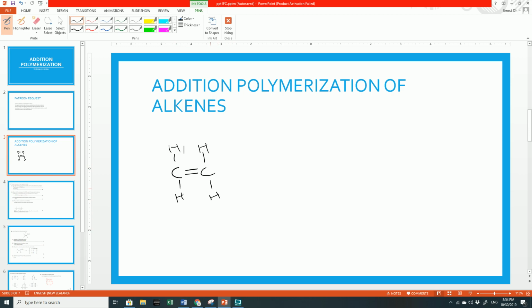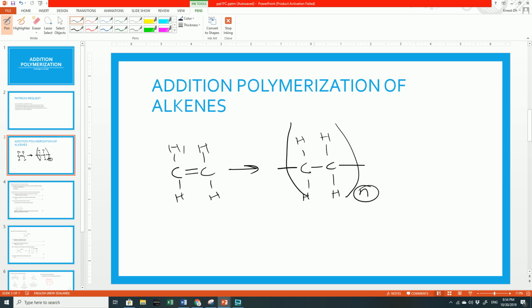When it comes to the polymerization of an ethene molecule, what you're simply going to do is break apart this double bond, and so what you'll get is something along the lines of this. But now that the double bond is broken, each of these two carbon atoms needs one extra bond attached to it. So you're going to have that, bracket it, and put n. Now n means that this is the specific repeating unit that's going to be repeated throughout the polymer.